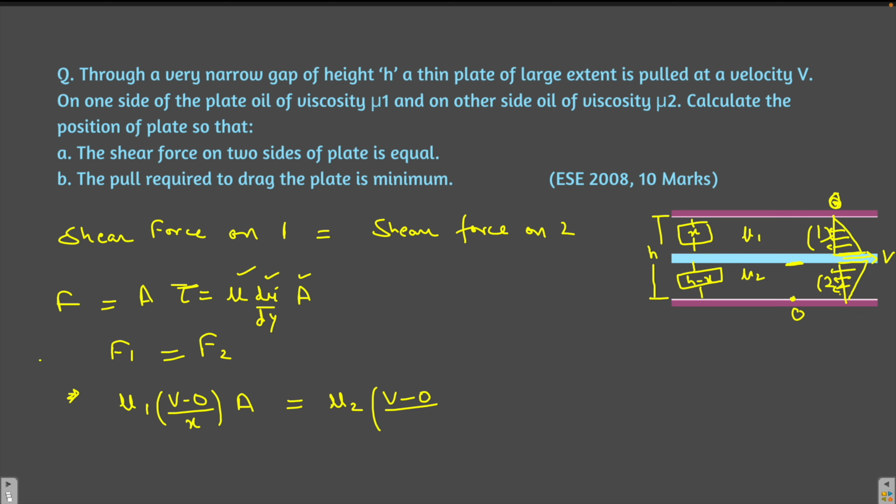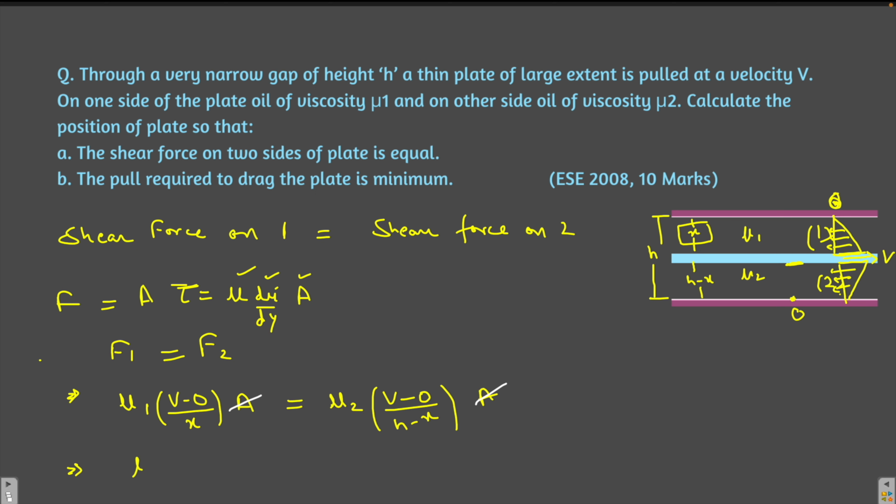Okay, so let me write it down. It is h minus x. And what is the area of the plate? Area of the plate is A. Let's solve this and we are going to get the answer. Basically, we have to find the value of x. So solving this, we get A and A will get cancelled out. That is the same thing. So A and A will get cancelled out.